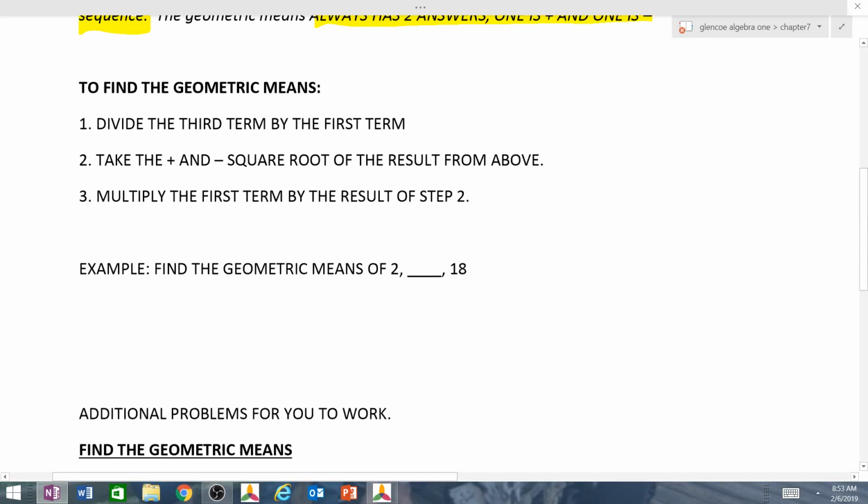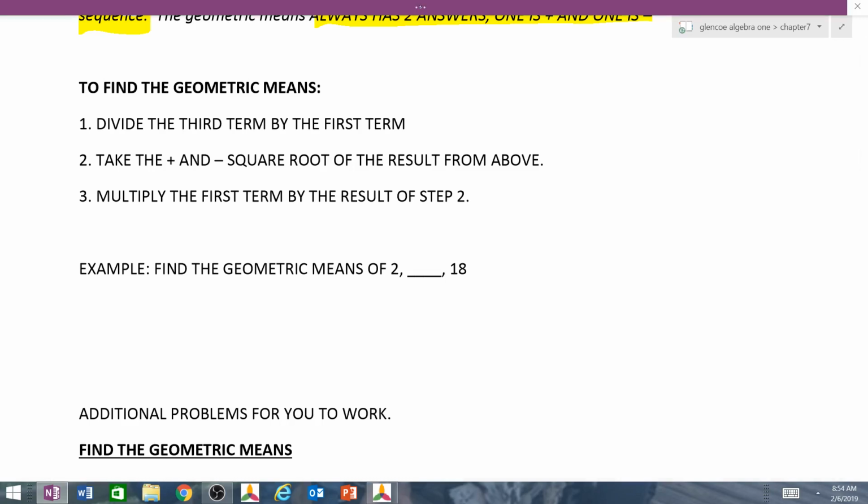So let's go ahead. What's the geometric means of 2, blank, 18? Well, you have to take this into consideration, guys. Look at me. On both ends, the first term and the third term are both what? Positive or negative? Positive. So, we're not really sure if we're multiplying by a positive number or a negative number, and that's why we always take both of those into consideration. So step number 1 says to do what? Divide the third term by the first.